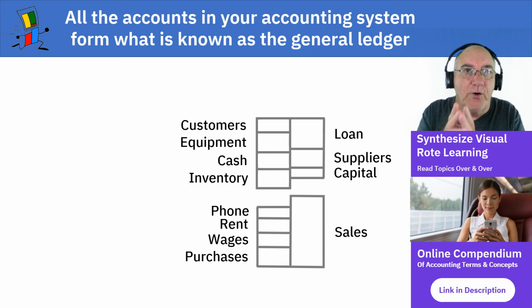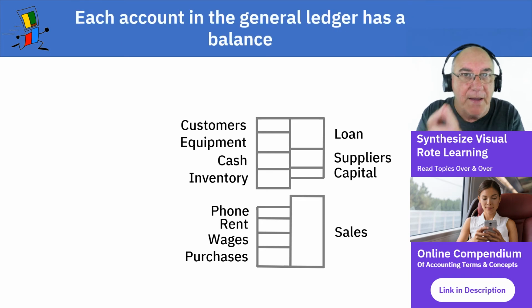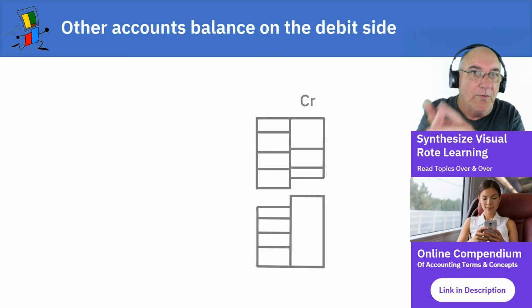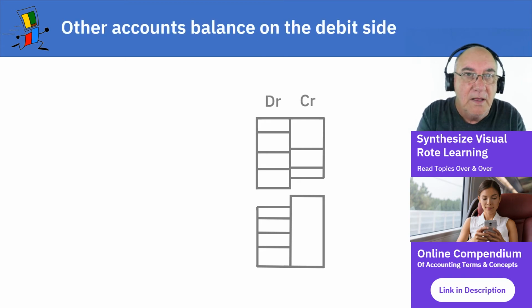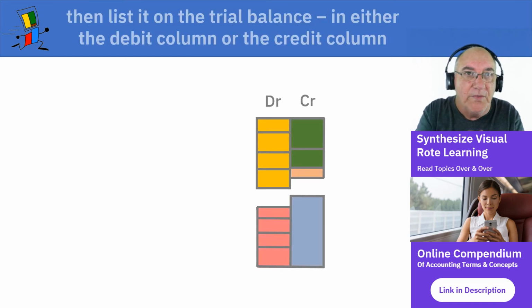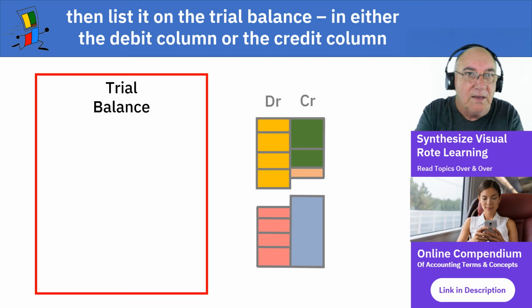All the accounts in your accounting system form what is known as the general ledger. Each account has a balance. Some accounts balance on the credit side, others balance on the debit side. You need to find the balance of each account, then list them on the trial balance in either the debit column or the credit column.